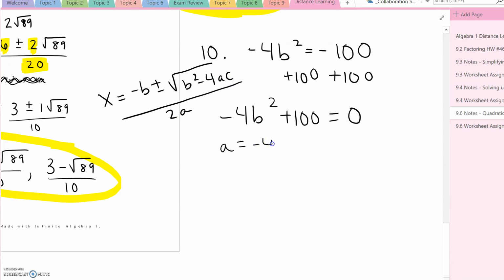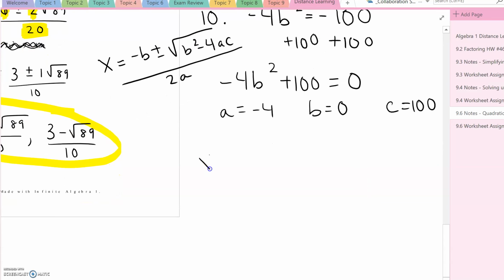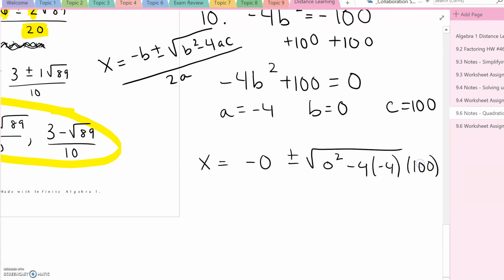A here is negative 4. B here also does not exist, and C is 100. So we'll start plugging them in. X equals negative 0 plus or minus the square root of 0 squared minus 4 times negative 4 times 100. Oh my goodness, that's going to be a large number. All over 2 times negative 4.